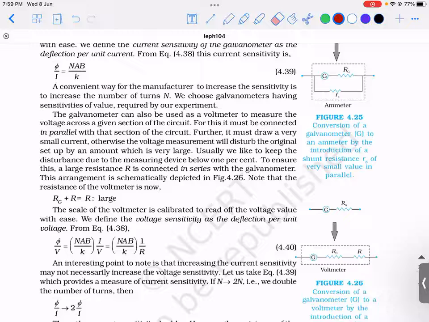For that, you take the galvanometer and you connect a shunt resistance. Shunt itself means parallel. If you connect a shunt resistor in parallel to the galvanometer's resistance, then this whole circuit put together will become an ammeter. Are you able to understand what I'm saying? Shunt in parallel. So the shunt resistance will be chosen with a lesser value so that the current is flowing through it.